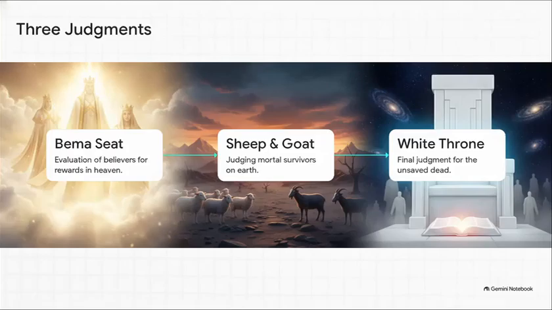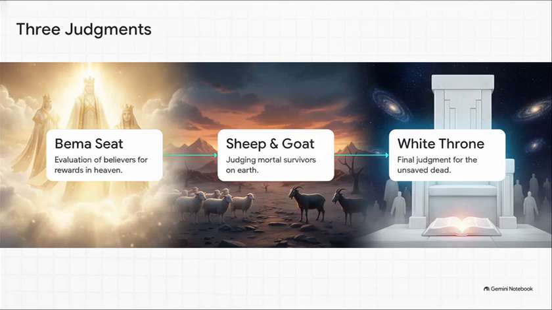Now, across this whole timeline, there are 3 distinct judgments, and honestly, people mistakenly lump them together all the time. First, you have the Bema Seat of Christ. This happens in heaven right after the rapture, and it's strictly an evaluation of believers for rewards. It has nothing to do with salvation.